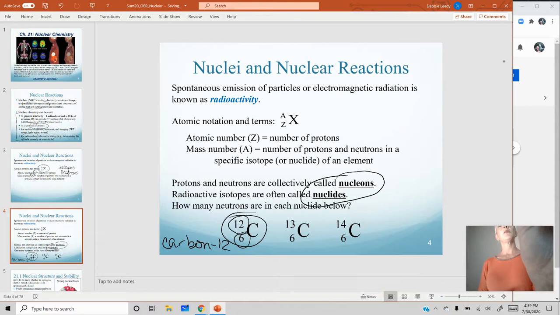And of course, the number on top is our mass number. So that is the number of protons and neutrons. So, of course, subtracting those two would tell us the number of neutrons in that specific isotope. So, carbon-12, of course, has 6 neutrons.